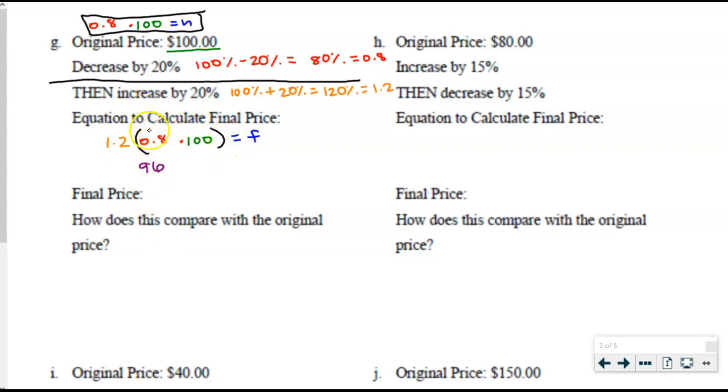So 96 is equal to F, that final price. So the final price is $96. If they decrease it by 20% and then increase it back 20%, we are still going to be getting a deal. How does this compare with the original price? It's lower. We weren't probably anticipating that, but it is lower than the original. I'm going to try and write this out. So when I'm decreasing at 20%, that's compared to original.